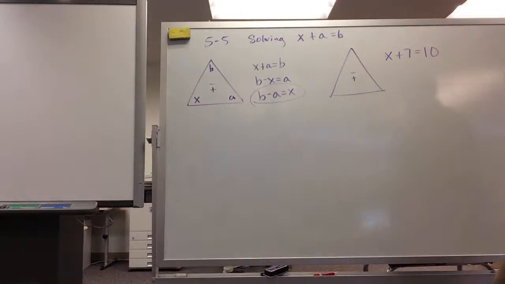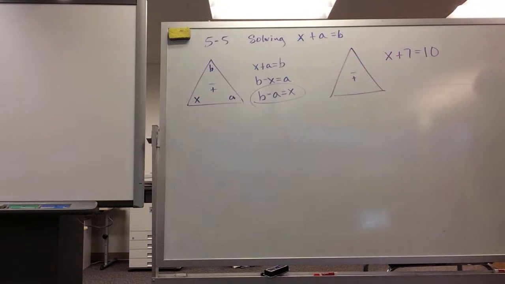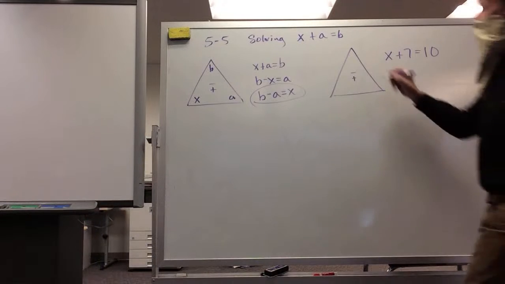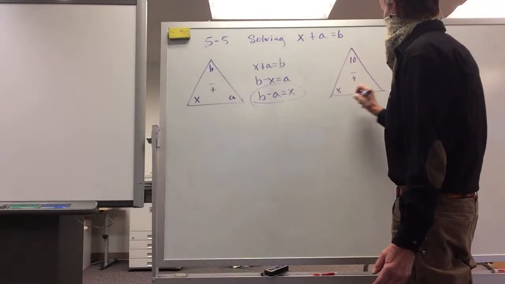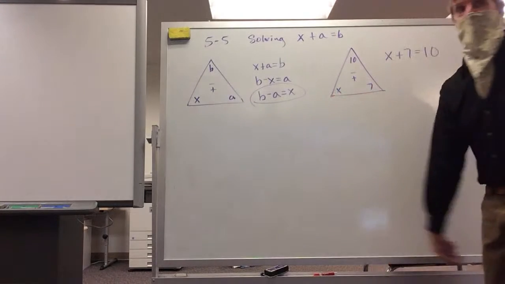Just keep it real simple. X plus 7 is equal to 10. So what goes up on the top? 10. And on the bottom you've got X and 7.